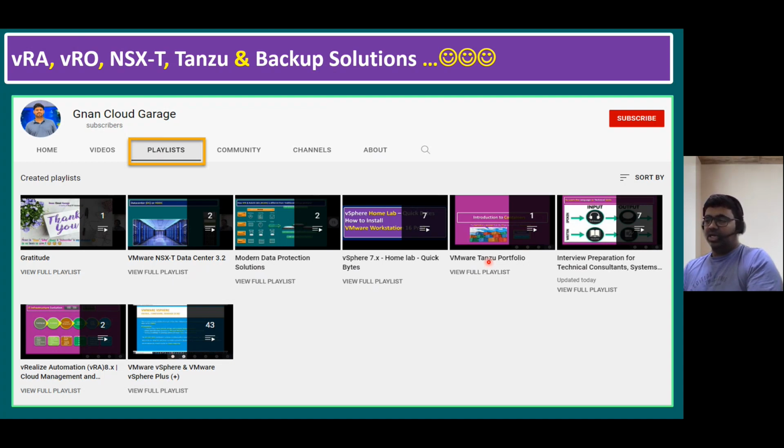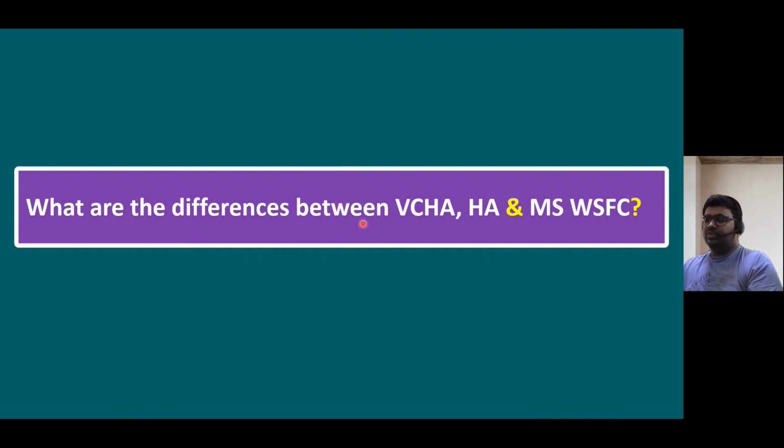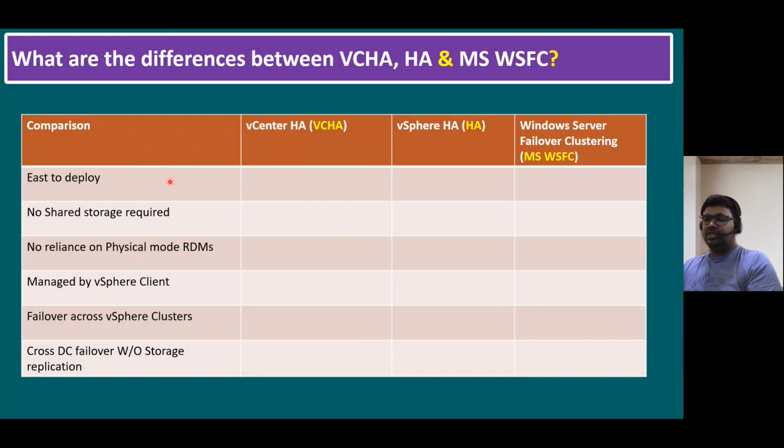Let's move on to the next point. What are the differences between vCenter High Availability, HA, and Microsoft Windows Server Failover Cluster? Before going to the VCHA concept, let's understand the differences between vCenter HA, cluster level HA, and Microsoft Failover Cluster. If you want to deploy VCHA, the vCenter High Availability feature, it is easy to deploy. And vSphere HA is a cluster feature that is also easy to enable.